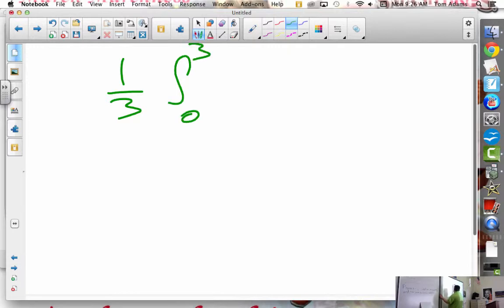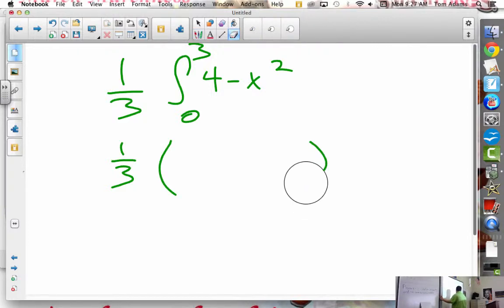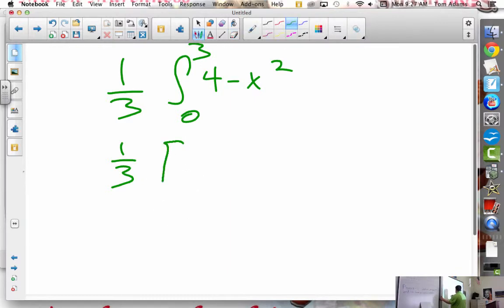1/3 evaluated from 0 to 3, right, of 4 minus x squared. Well, this 1/3 always stays in the front. Well, what's the antiderivative of this thing? To get 4, I have to start with what? 4x. Very good. All right, now, to get negative x squared, that means it had to be x to the 3rd, which means the 3 got tossed to the front, which got canceled. So this is going to be negative x to the 3 over 3. This takes a little practice.